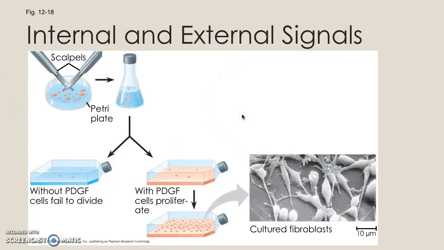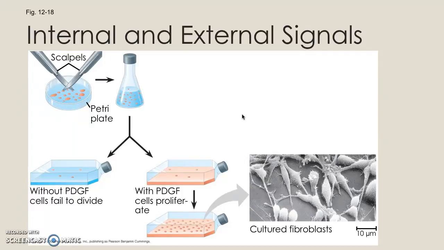So next we're going to talk about internal and external signals. These internal and external signals are things that alter the way the cells divide. One example of an internal signal would be during the M phase, or during mitosis. During anaphase, the chromatids are not able to separate until the chromosomes are aligned on the metaphase plate.